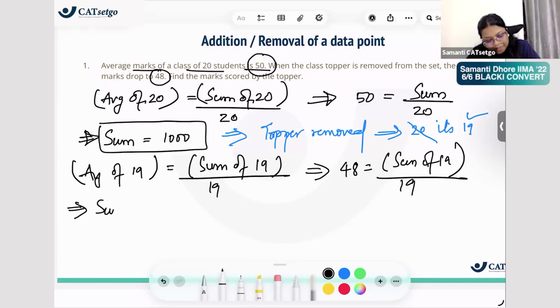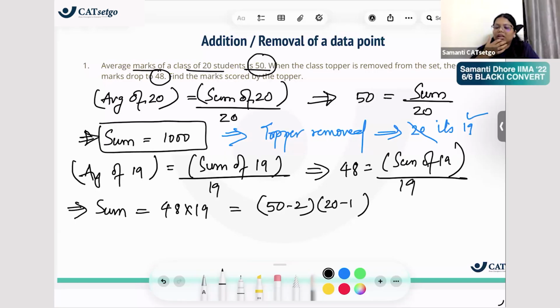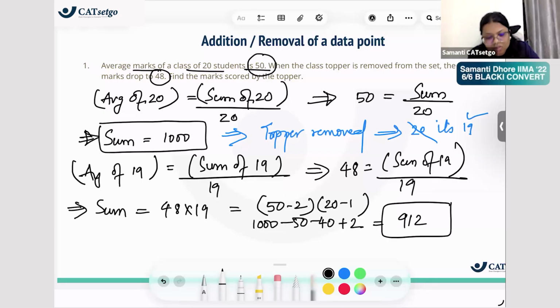So then what is the sum? How do we do it? 50 into 19. We do 40 minus 2 into 19, or we do 40 minus 2 into 20 minus 1. Easier लगेगा करने के लिए. Minus 50 minus 40 plus 2. So basically it's 1000 minus 90. कितना होता है 1000 minus 90? 910, right? Plus 2 is 912. So this is the sum.